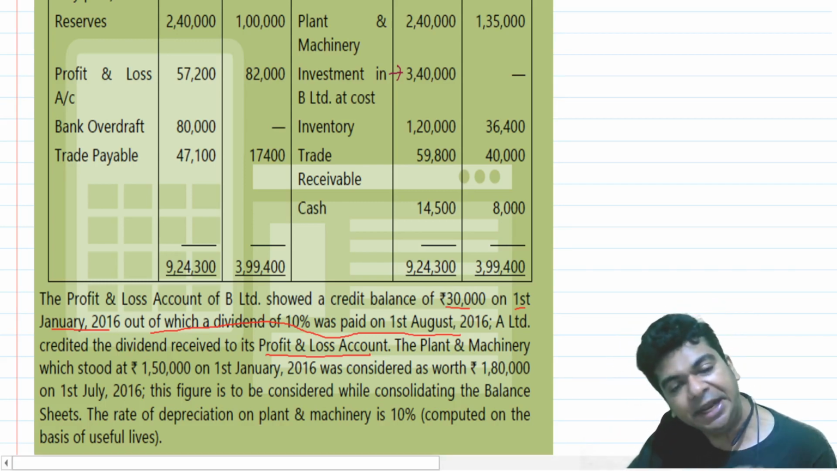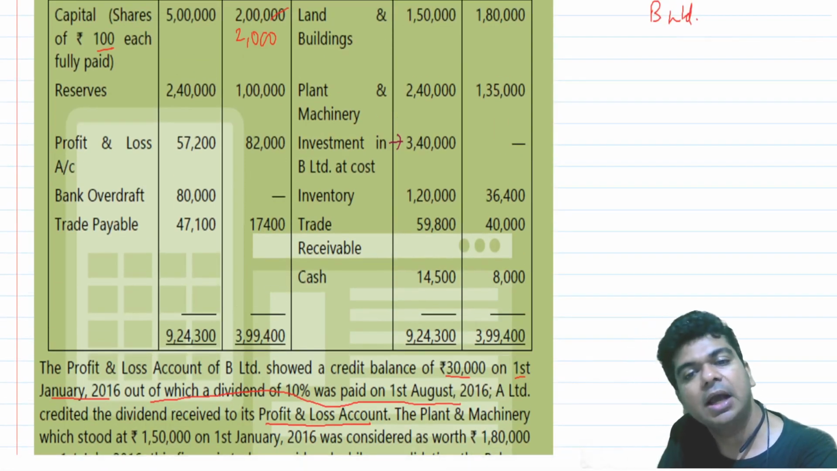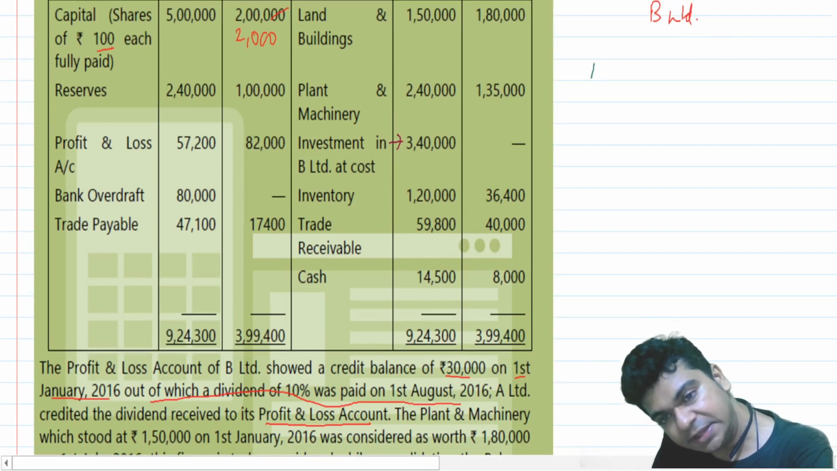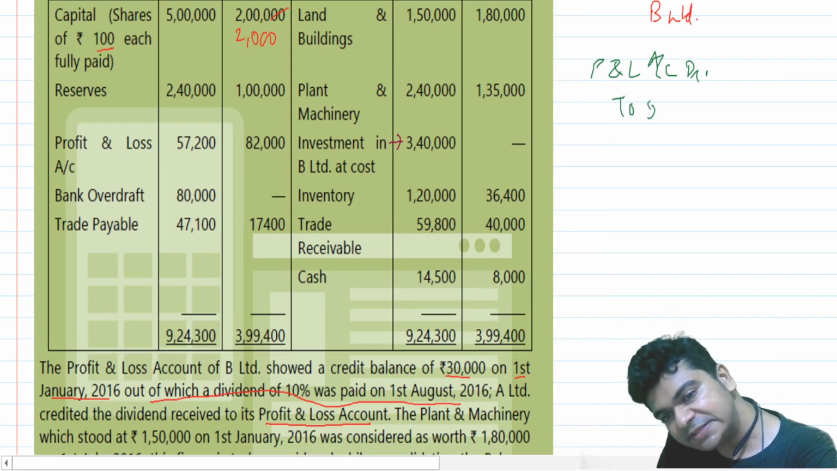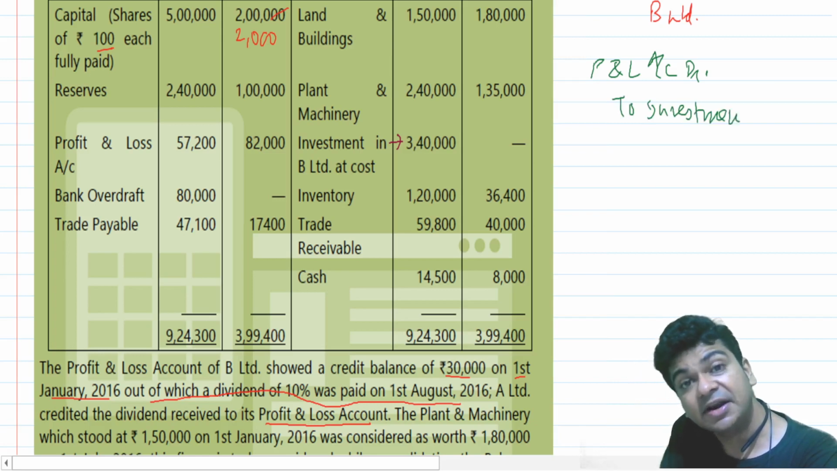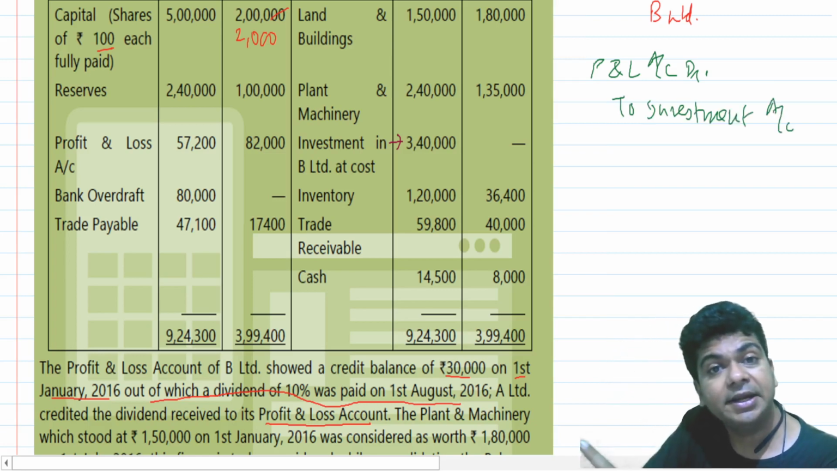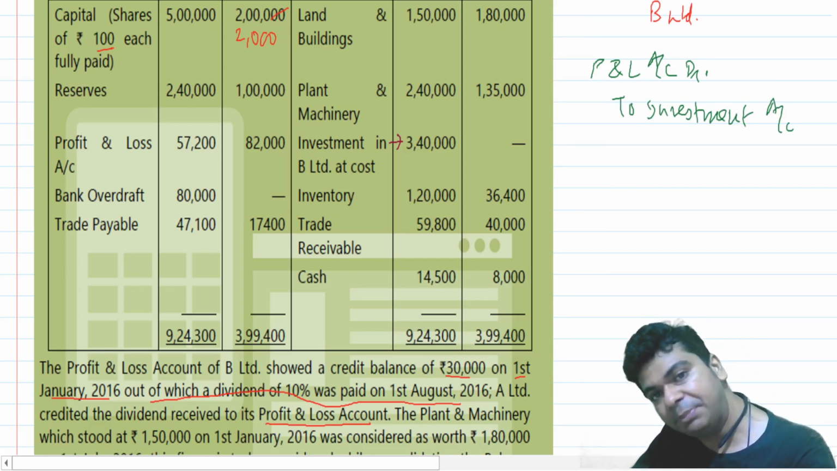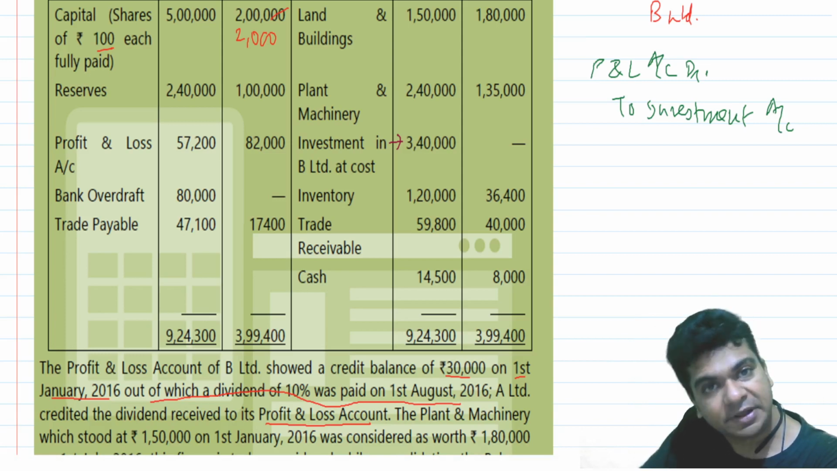As an accounting entry, the accounting entry that we are proposing is profit and loss account debit to investment account. This is the rectification accounting entry that you can record. You have wrongly credited the P&L, so I should now debit the P&L. And the right treatment is to credit the investment, so I'm crediting the investment.